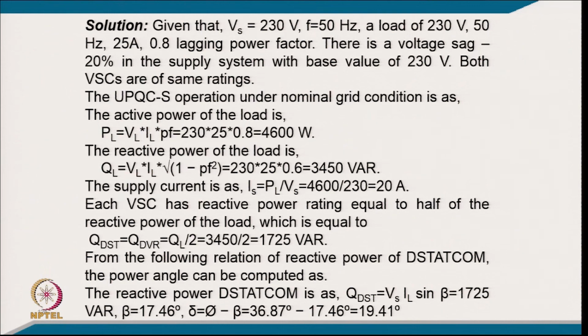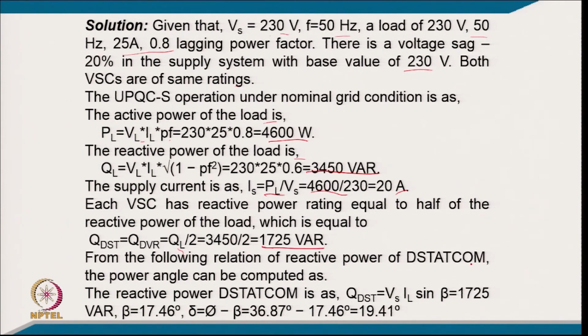So, coming to the numerical part, given that Vs is equal to 230 volt, 50 Hz, a load of 230 volt, 50 Hz, 25 ampere, 0.8 lagging power factor, and there is a voltage sag of 20% in the supply system with a base value of 230 volt, and both VSCs of the UPQC are of the same rating. So, the UPQC operation under nominal condition is as follows. The active power of the load is equal to V_L I_L into PF, that is 4600 watt, and the reactive power of the load Q_L is 3450 VAR, and the supply current will be power divided by voltage, that is 20 ampere. Each VSC has a reactive power equal to half of the reactive power of the load, which is Q_L upon 2. So, it comes to 1725 VAR.